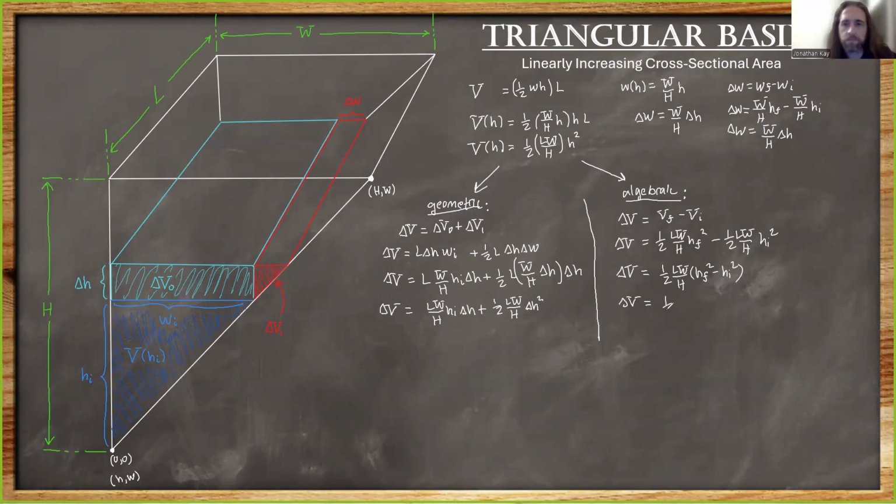It'd just be H final plus H initial times H final minus H initial. Perfect. And then the 1/2 LW over H. So then we just end up with our delta H coming out of this difference of two squares thing.